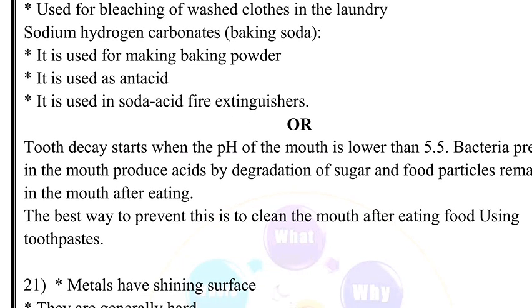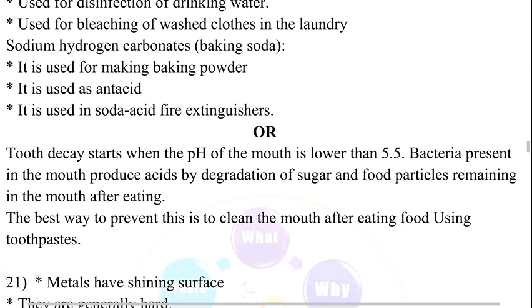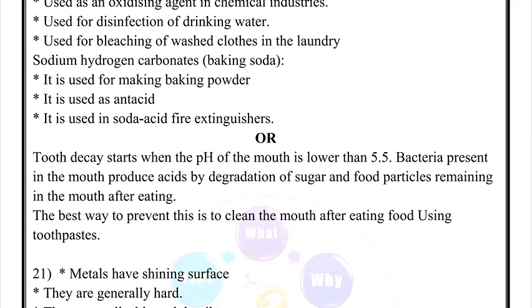Or we have another question, that is the optional question. Tooth decay starts when the pH of the mouth is lower than 5.5. Bacteria present in the mouth produce acids by degradation of sugar and food particles remaining in the mouth after eating. The best way to prevent this is to clean the mouth after eating food using toothpastes.